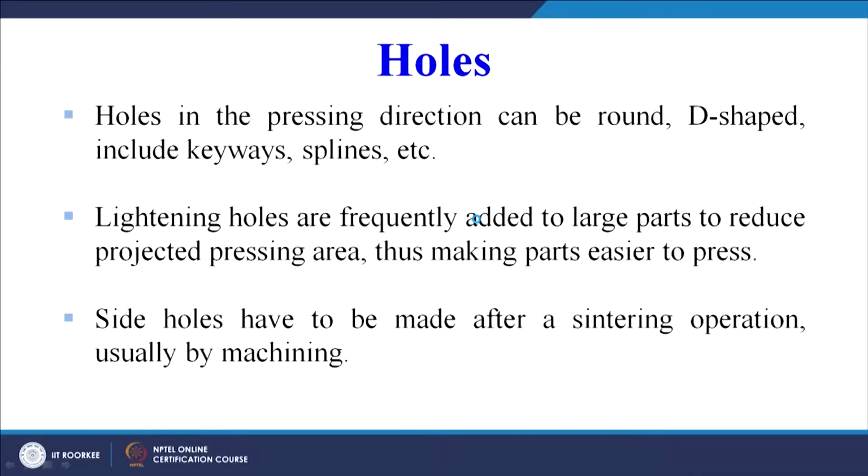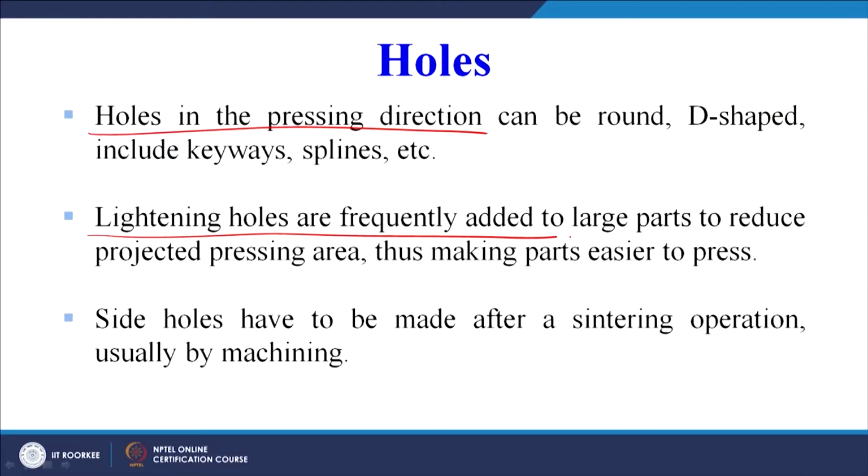Now what are the guidelines for the parts which have to be made by powdered metal by compaction and sintering if holes are going to be there in the part? So holes in the pressing direction can be round, D-shaped, include keyways, splines, etc. Lightening holes are frequently added to large parts to reduce projected pressing area, thus making the parts easier to press.